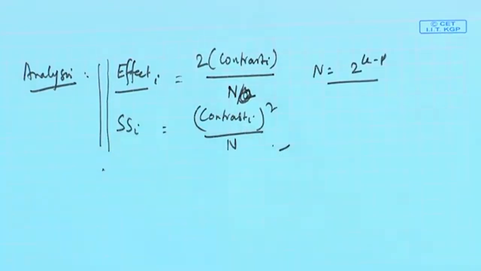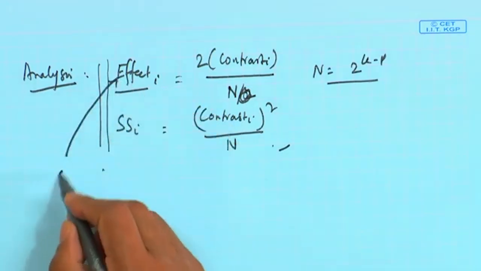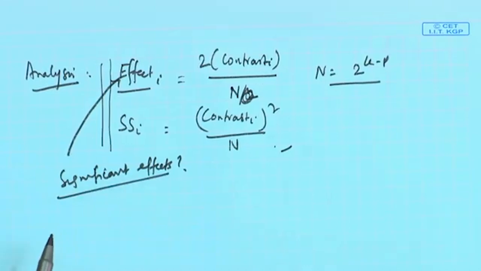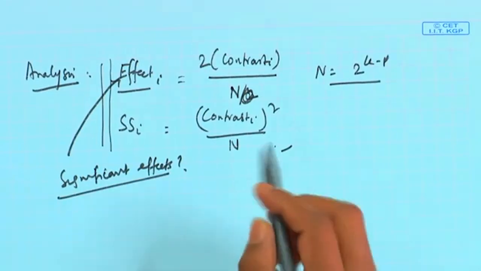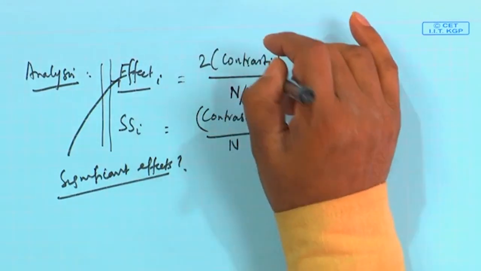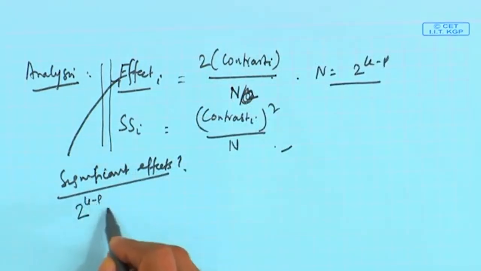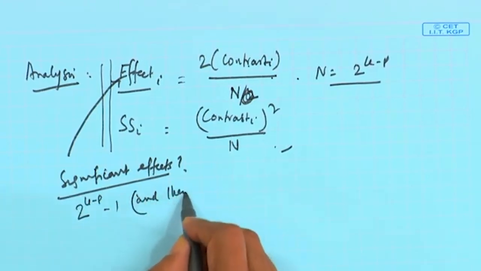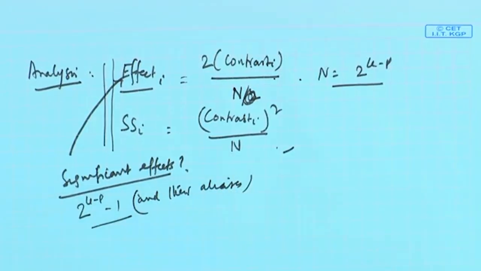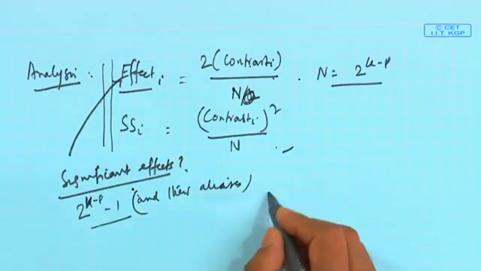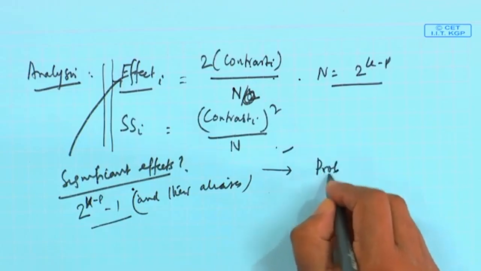Once you know the effects and the sum of squares, you require another analysis to find which effects are significant. Here, you will estimate the 2 to the power k minus p minus 1 effects and their aliases. This number of effects you will estimate, and then you want to know which effects are significant. The concept is that you go for a probability plot, the normal probability plot.